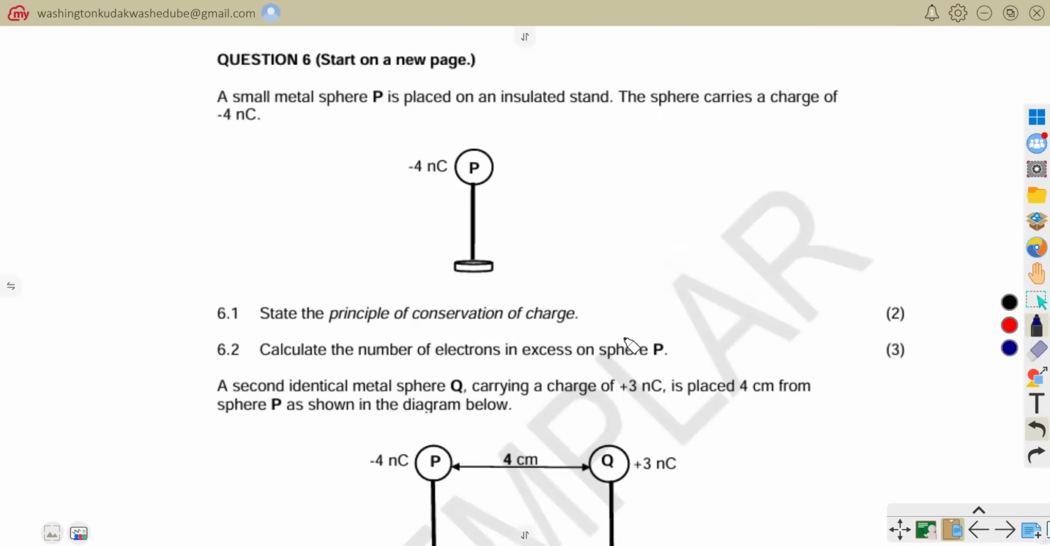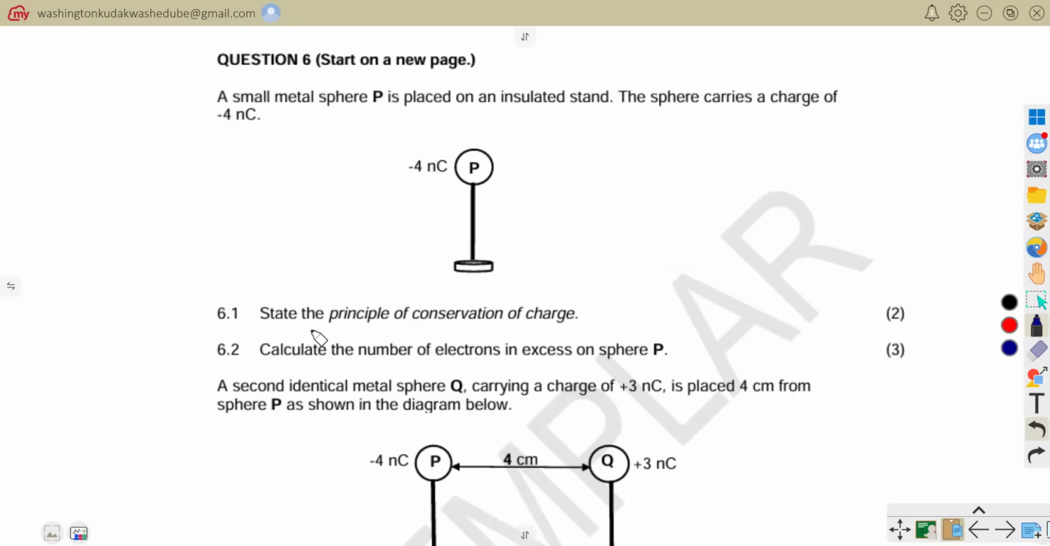Now let's go to question number 6. That one was a long question. That was the longest question, and it carried 32 marks. You have to make sure that you collect all the 32 marks. Now, a small metal sphere P is placed on an insulated stand. The sphere carries a charge of -4 nanocoulombs.